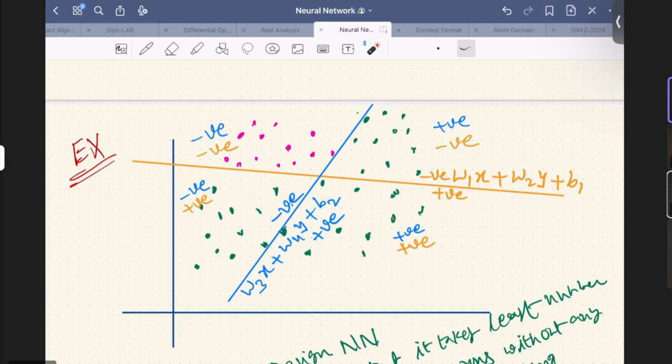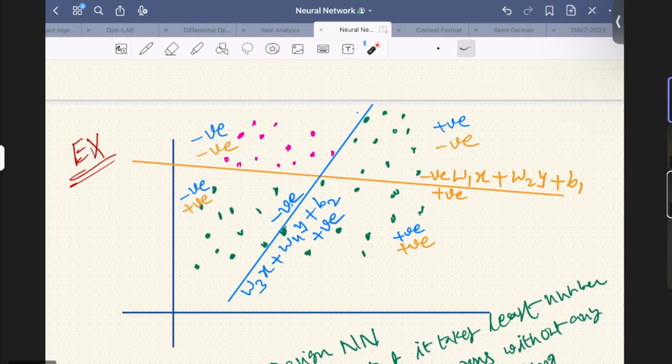Given a point, to make sure that it belongs to one region, either green or pink, how do we express it? Which gate can do it? Can you see the gate?